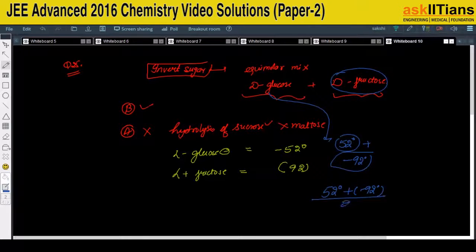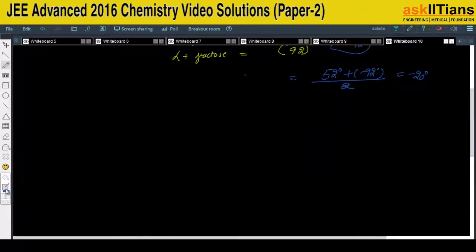Now the whole is to be divided by 2 because it is equimolar, and if you solve, it will come out to be minus 20 degree. And this was option number C, I suppose. So B and C are the correct options by this time, whatever we have got. Let me play up with option number D now.